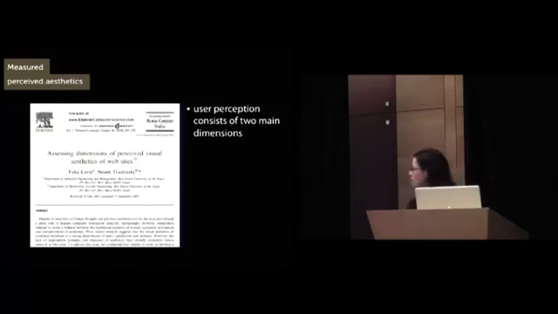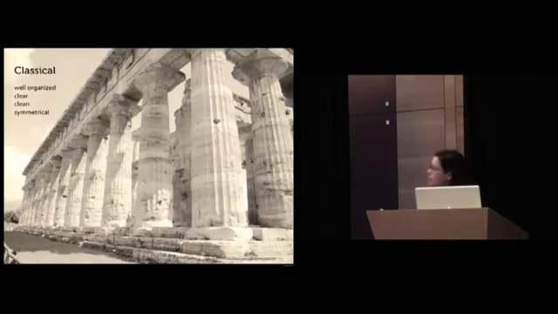Those dimensions have two words. The first is classical: well-organized, clear, clean, symmetrical. Most often when I talk to a client about what they want their interface to look like, the number one word is clean. What does clean mean? It can mean different things to different people. But when you think about classical, organized, symmetrical, we get a little more clarity around what that might mean in terms of aesthetic characteristics.